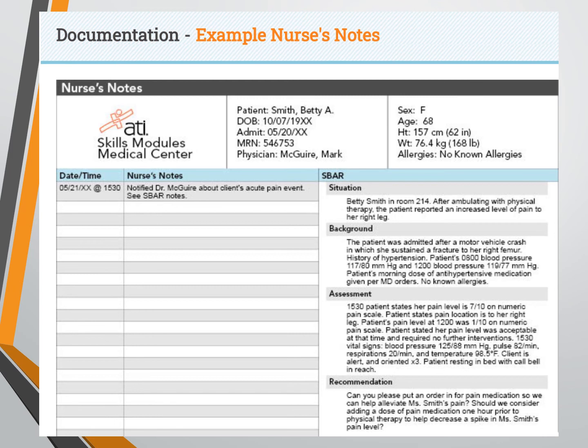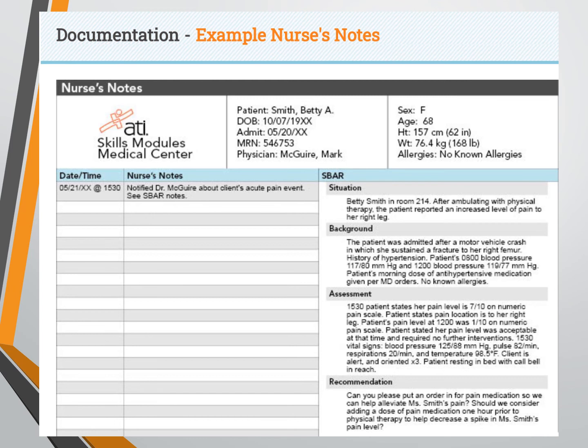So then you want to give some background. This patient was admitted after a motor vehicle crash in which she sustained a fracture to her right femur. History of hypertension. The patient's 8 o'clock blood pressure was 117/80. And at 12 o'clock, the blood pressure was 119/77. The patient's morning dose of antihypertensive medicine was given per MD orders, and there's no known drug allergies.